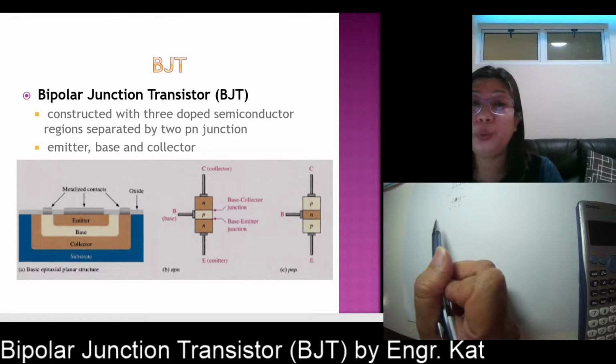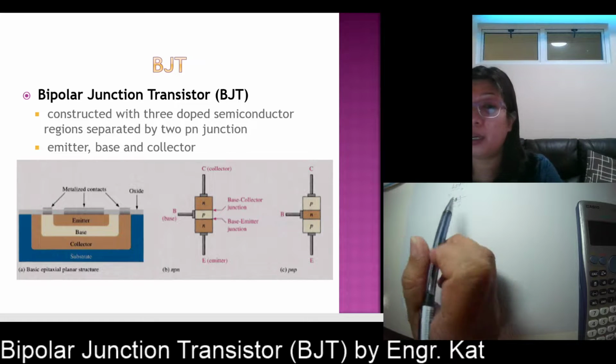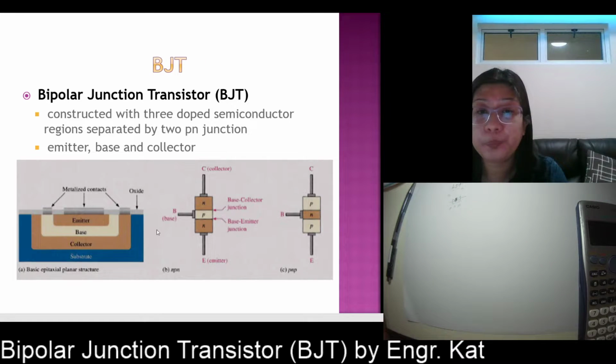Okay, so the two PN junctions are the base-emitter junction, and the base-collector junction.